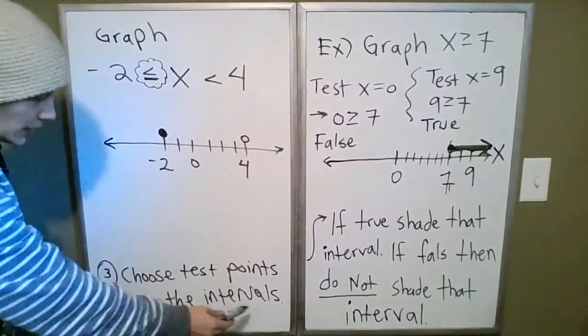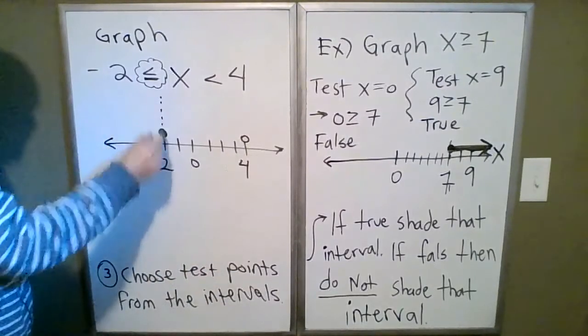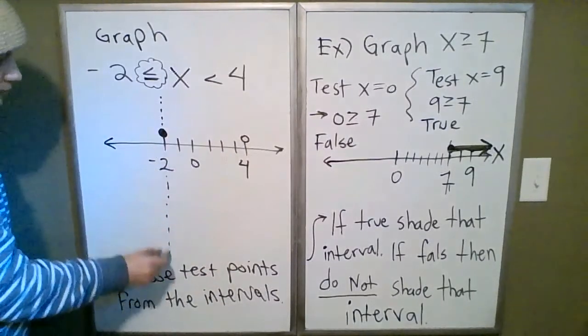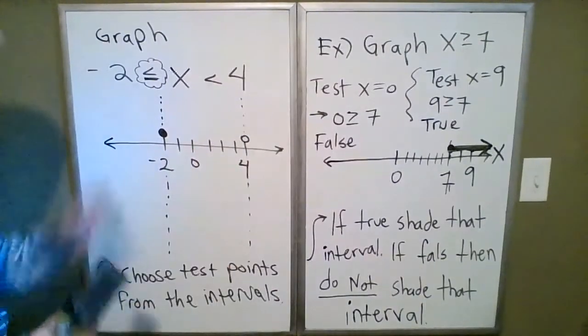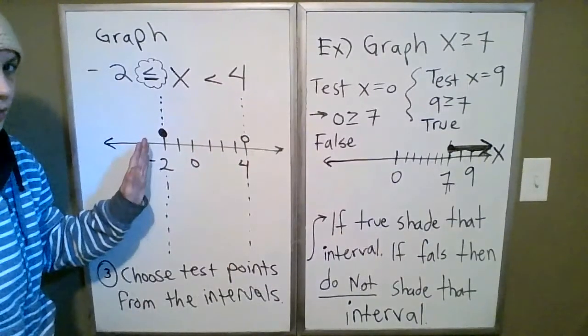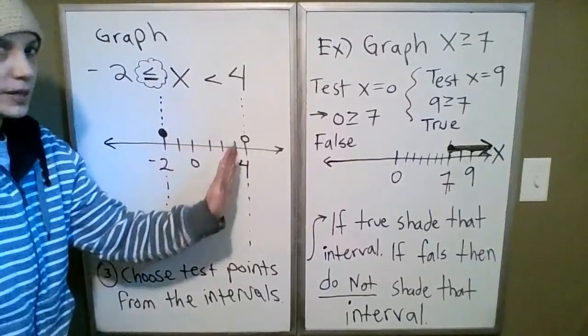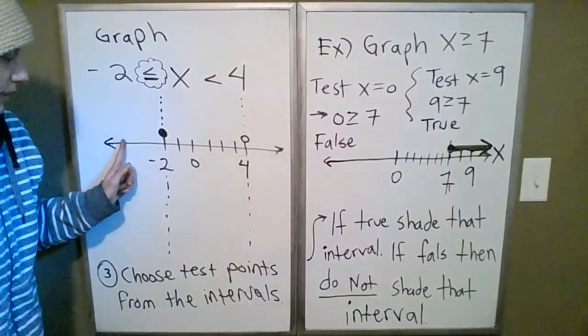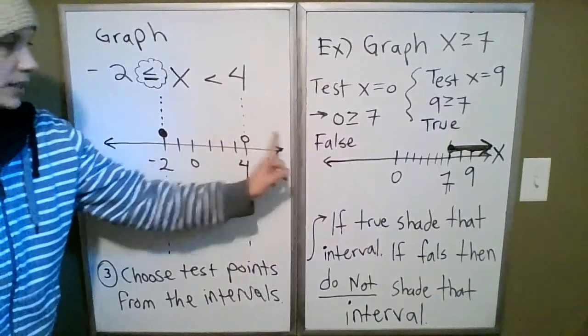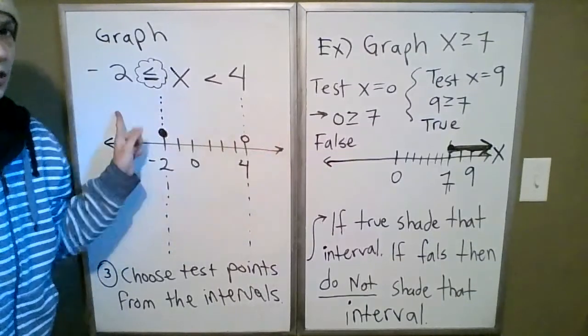Okay, break this into intervals. One goes from -infinity to -2, then you're going from -2 to 4, and then 4 and over. So you could pick a test point here, a test point there, and a test point there, and then know which piece to shade.